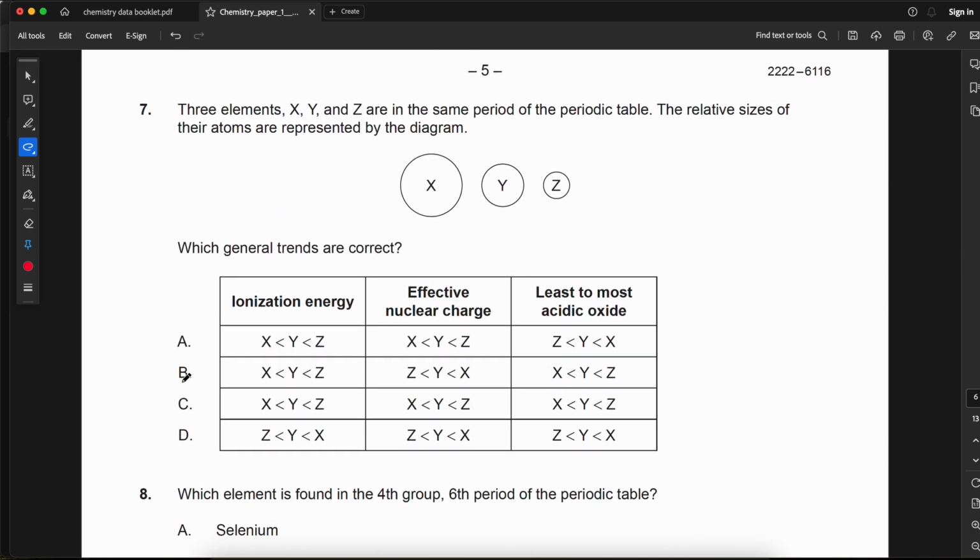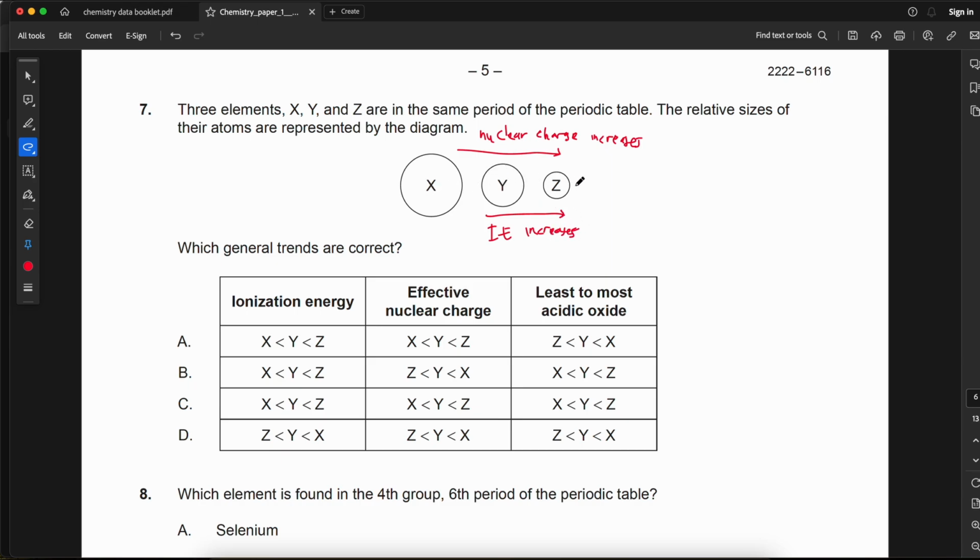Three elements X, Y, Z are in the same period of the periodic table. The relative sizes of their atoms are represented by the diagram. So it's smaller, therefore the nuclear charge increases. Okay, and if the nuclear charge increases, obviously ionization energy also increases.